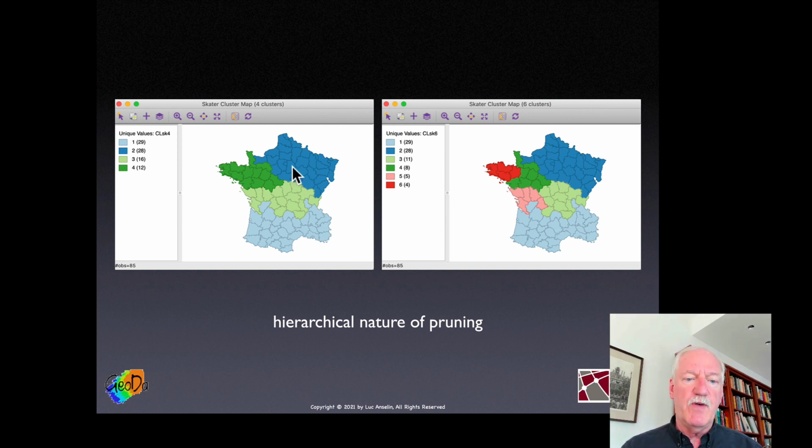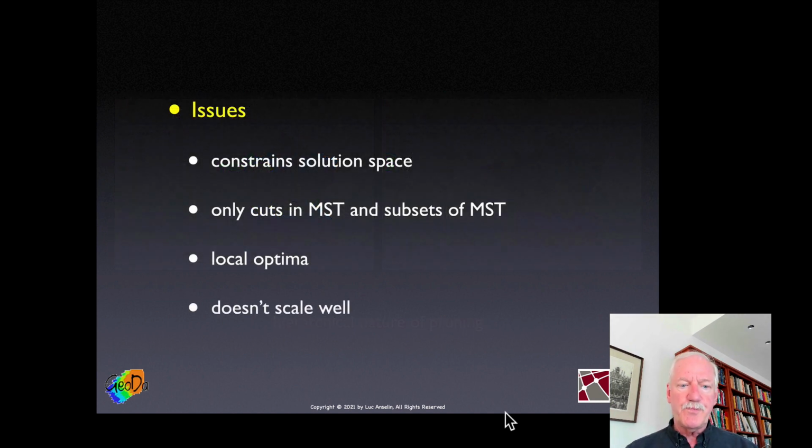So here we start with 4 regions, and if we go to 6, you can notice that essentially this region 4, the green one, is split into 2, and similar, the one in the middle here is also split into 2. This is the hierarchical nature of the pruning. You cannot have that one of the units in here, for example, would become part of the green one, or any other swapping is not possible. So once you're split, forever.